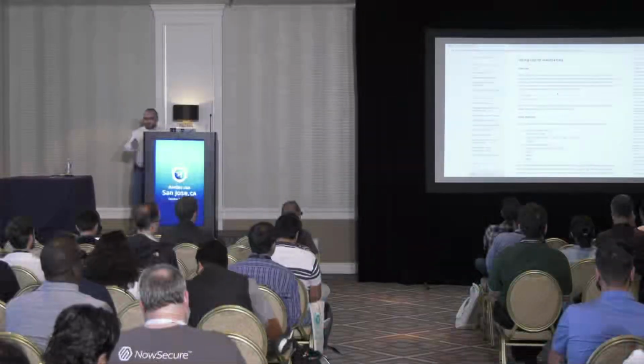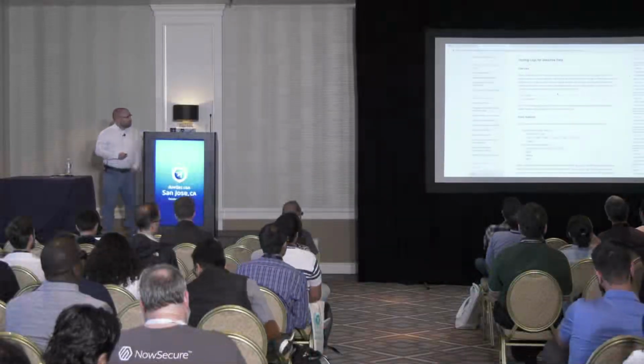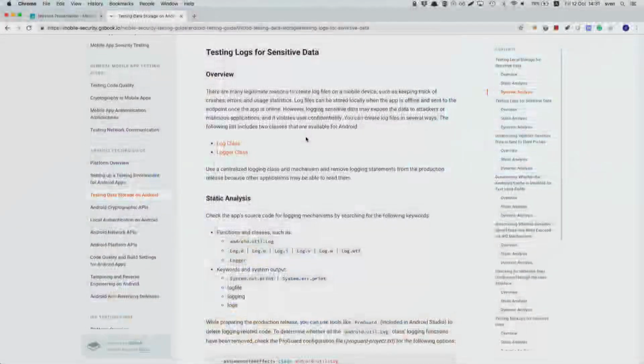Okay, so let me give you, oh, I forgot one thing. Let me quickly show you. Okay, so this is how a test case usually looks like. This is on Gitbook, and every test case has an overview. The overview just briefly describes a little bit of background and what the intention of this test case is.